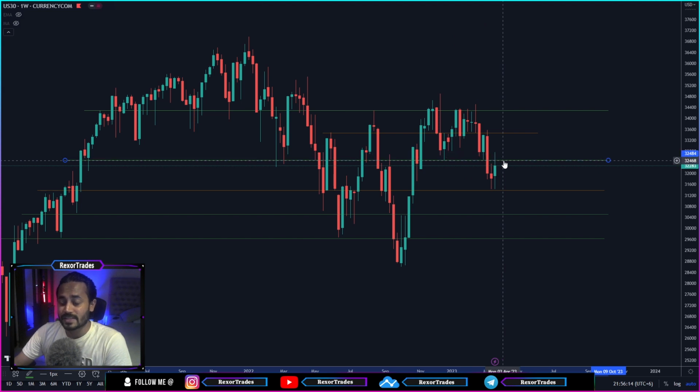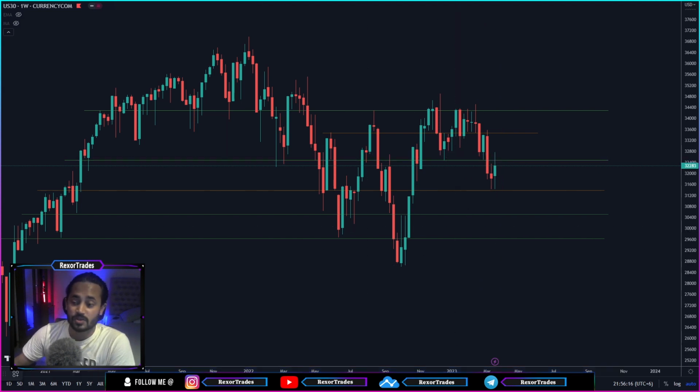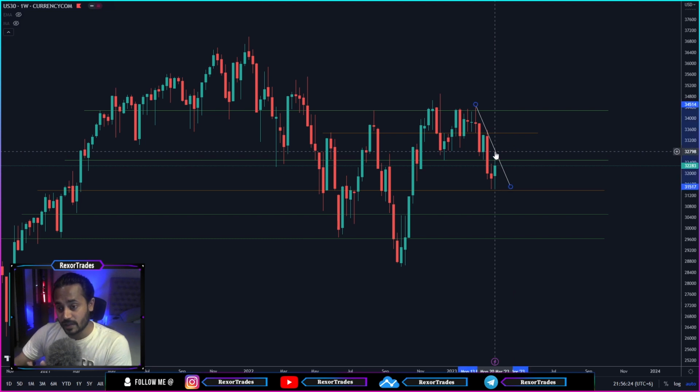Now while retesting this major key level, US30 is also making a retest on a newly formed downtrend line which looks something like this. US30 is currently making a retest on this downtrend line and also this key level over here. So if US30 is to continue to respect this downtrend line, then it should respect this high or this key level as its resistance and continue pushing down from here.